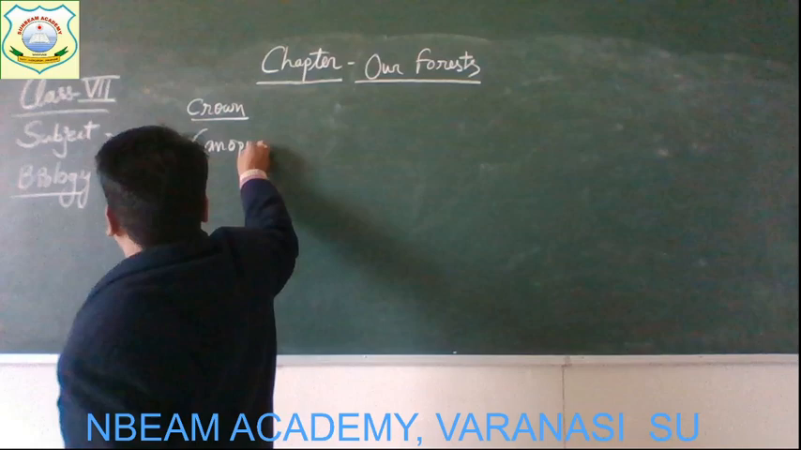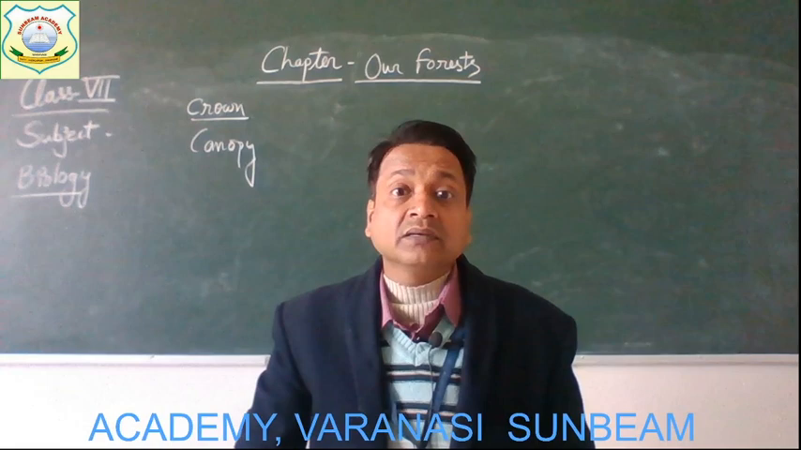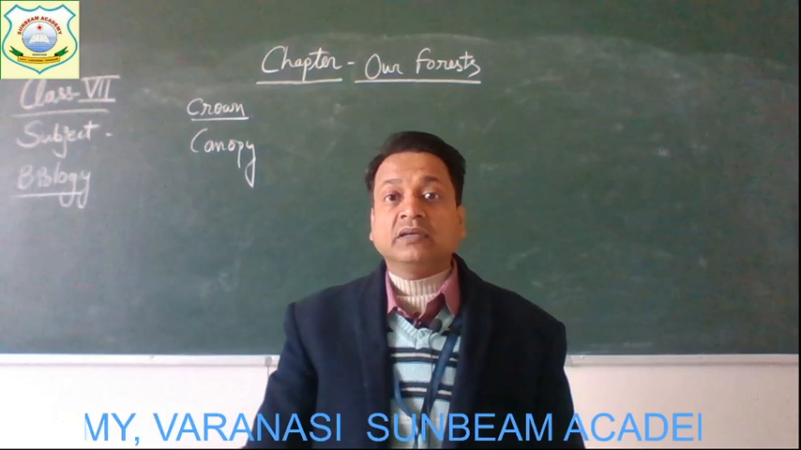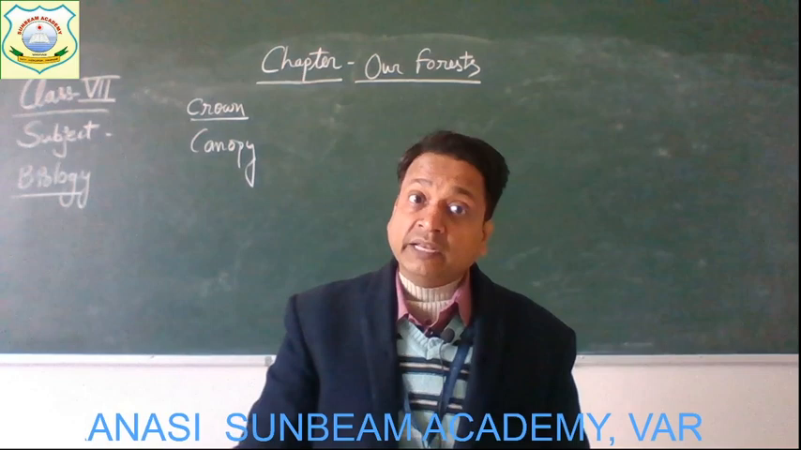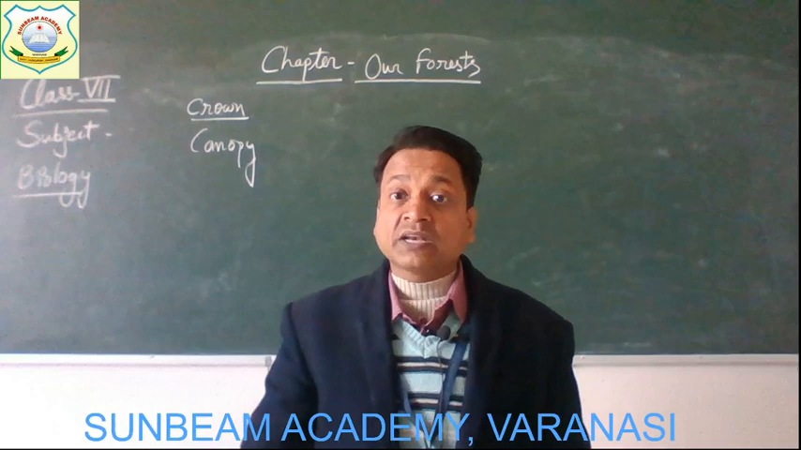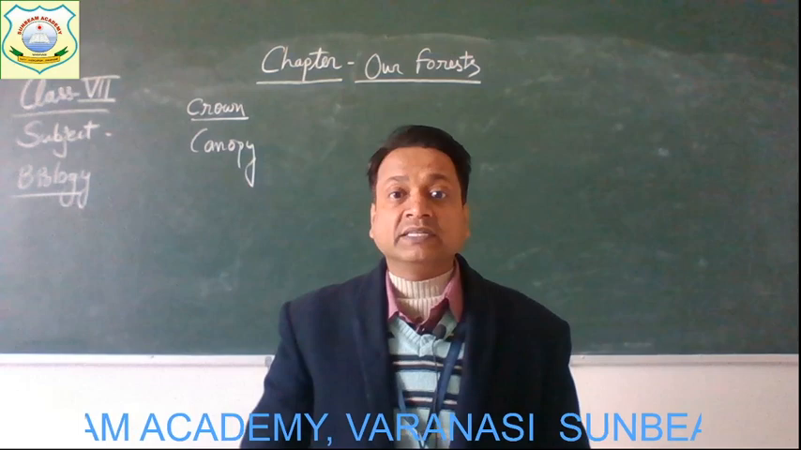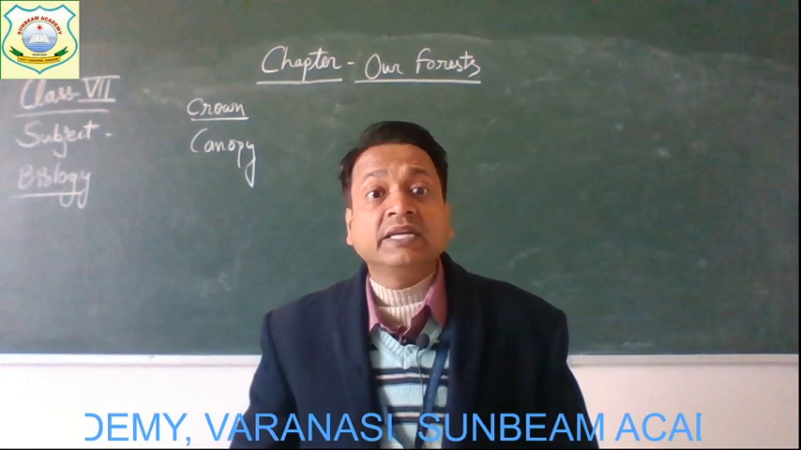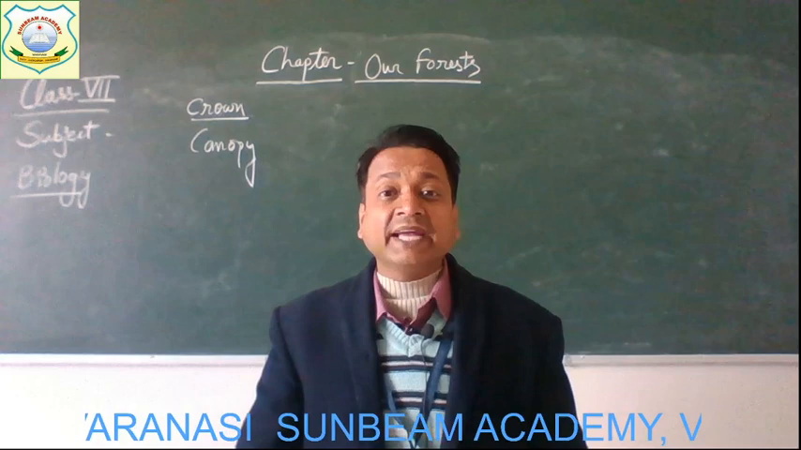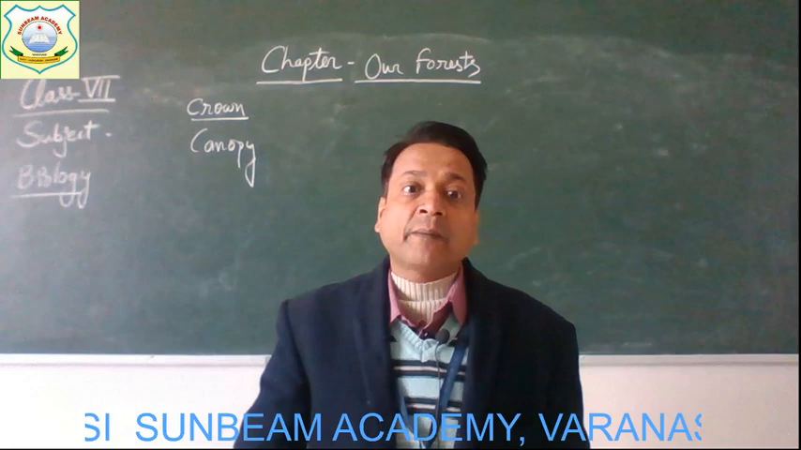So what is a crown, children? Yes, the branches of tall trees above the trunk form the crown. And the canopy: different trees have crowns of different types and sizes, and these crowns of tall trees together form a roof over the other plants. This is called the canopy. Now, a thick canopy does not allow sunlight to come in, and it is therefore quite dark inside a thick forest, such as a tropical rainforest.